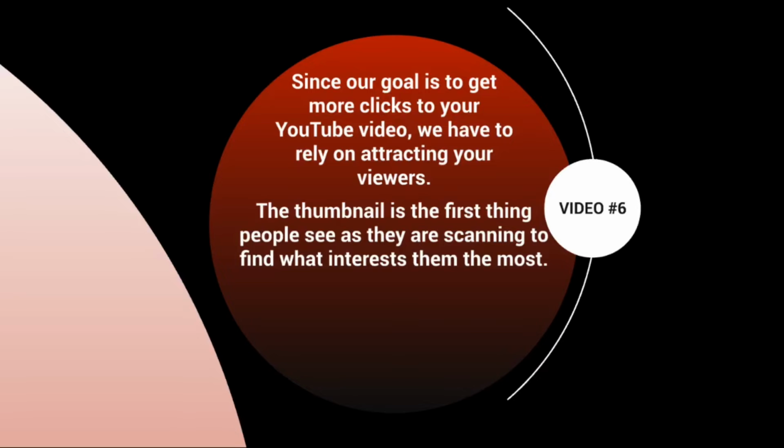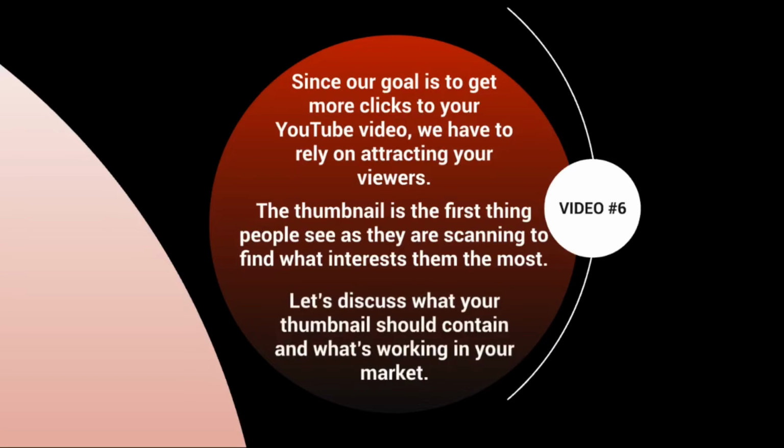So in other words, if you think about it, if you go to youtube.com and you type in a keyword, you're going to see all the results with thumbnails, the titles, the descriptions, and all of that. So that's the first thing that they see. So let's discuss what your thumbnail should contain and what's working in your market and how to figure that out.